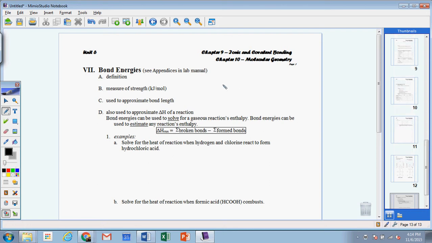Okay, so to continue on, if we're looking at bond energies, the definition of bond energy again is that when you break bonds, that's endothermic. It costs you energy to break a bond apart, and when you're forming bonds, it's exothermic. It releases energy when you form a bond. Let me show you a quick simulation of that.